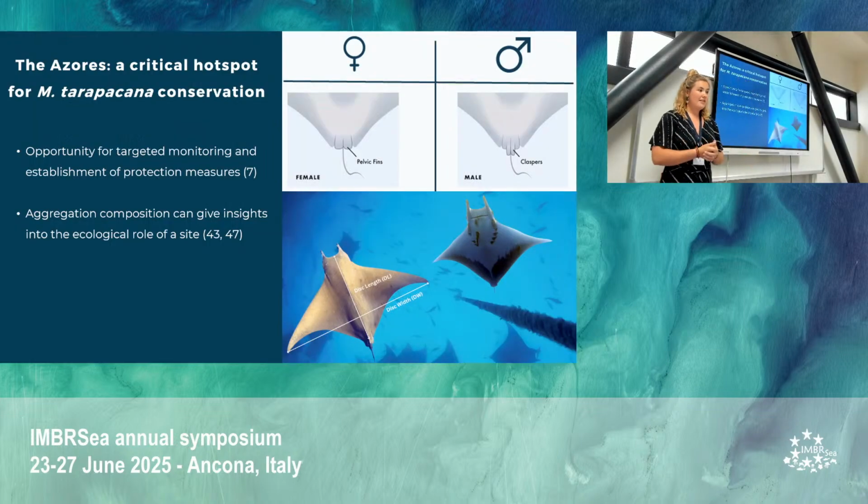The environmental drivers of these aggregations are still largely unexplored in the Azores, and we have no information about the size or the sex structure of these aggregations at Ambrosio. This can give us important information about the life history of the species and also the ecological role the site plays for the species. And while the predictability of these aggregations is a chance for us for investigation, it also makes these aggregations more vulnerable to human disruption, for example by ecotourism.